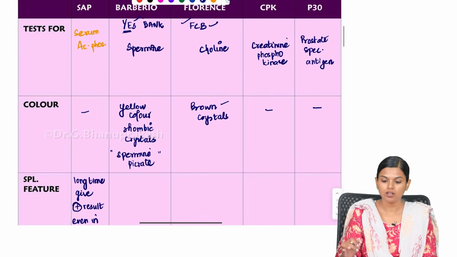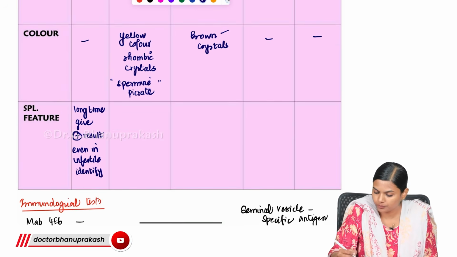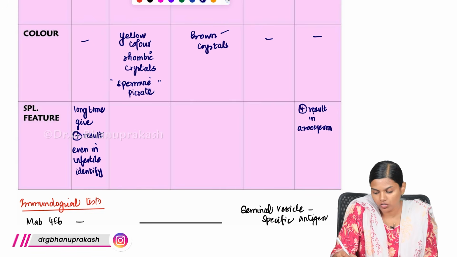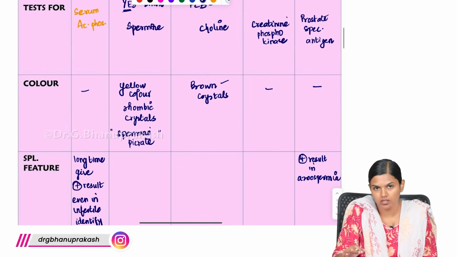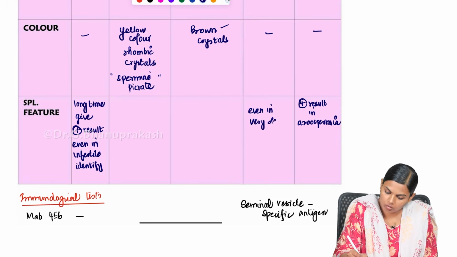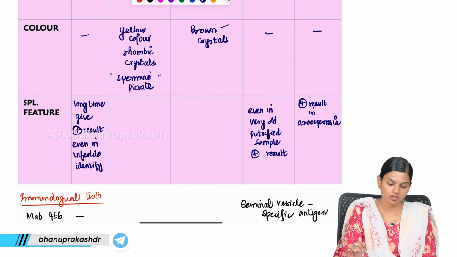Next what we have is this P30. The special feature here is that this will give a positive result in azoospermia, because you are looking for this antigen only, the prostate specific antigen. So even in azoospermia, it will give the positive result. And this CPK, even in a very old, putrefied sample, you can get a positive result. So these are the specific features for these tests.